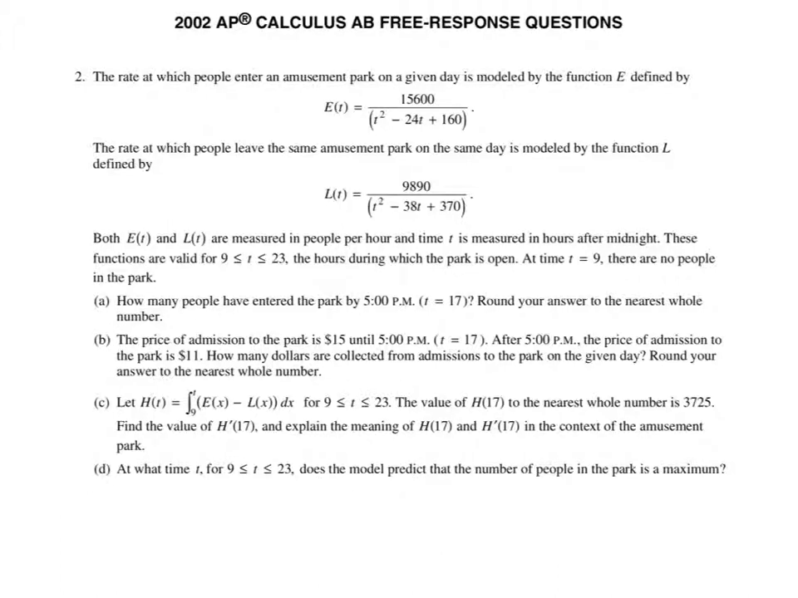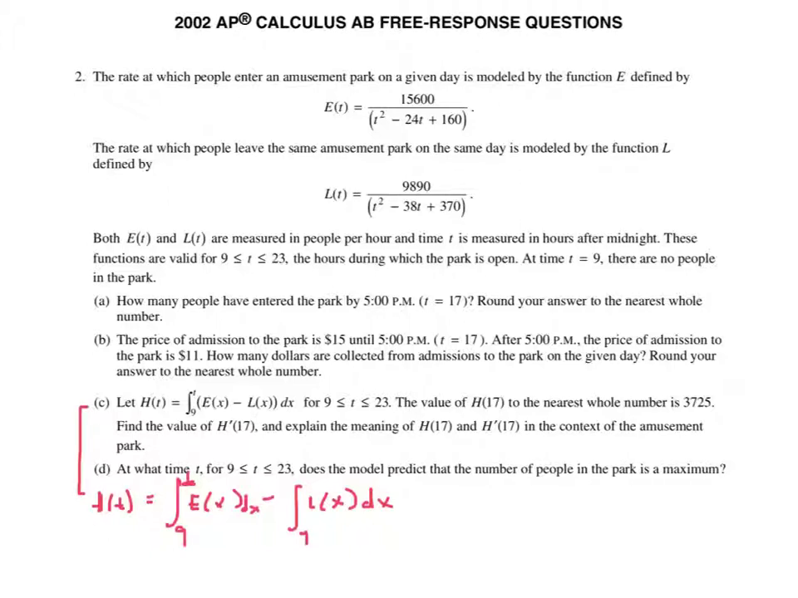Okay. Part C says let H(t) be the integral from 9 to t of E(x) minus L(x) dx. Well, you can think about this. Let me just sketch this down here. You can say that H(t) is the integral of E(x) minus the integral of L(x). Okay, I better put my dx's on there. Now, we can do that because they had the same bounds. They were both 9 to t.